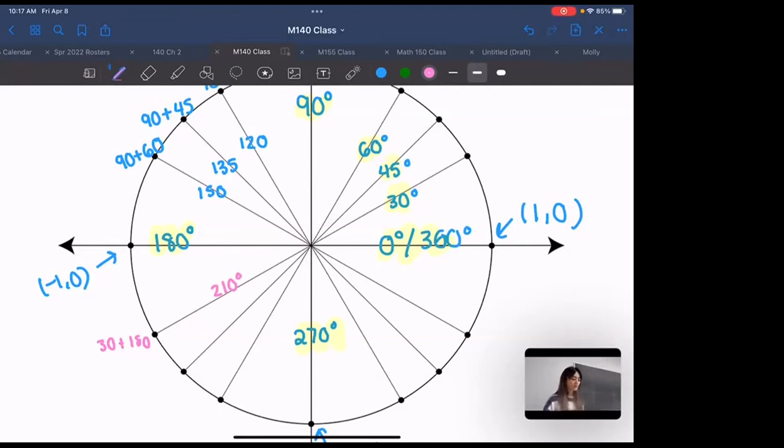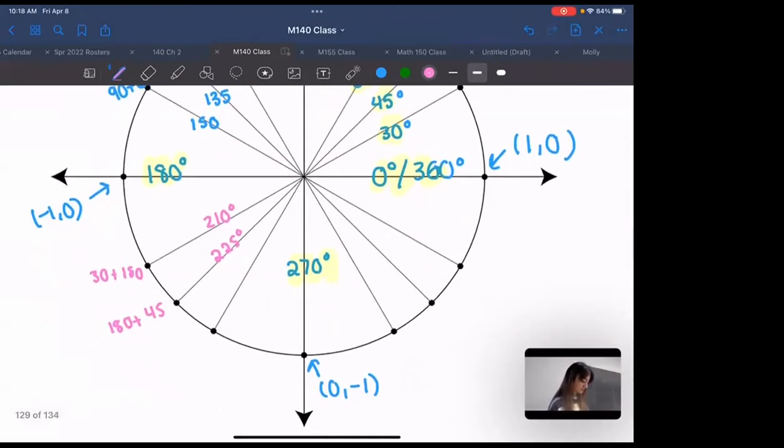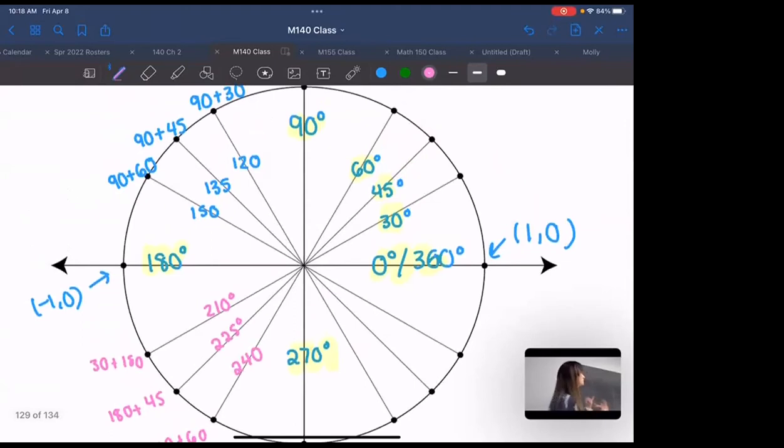How would I get the next angle coming up after it? 180 plus 45, good. So 180 plus 45 is 225 degrees. And how would I get the last degree on the third quadrant there? Awesome, 180 plus 60. Okay, so this would be 240. So you don't actually have to memorize them.